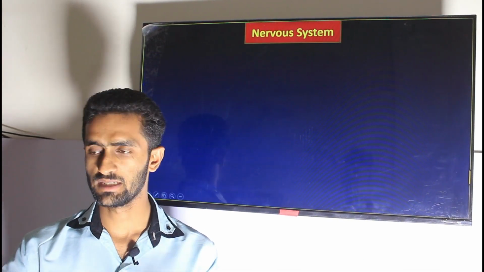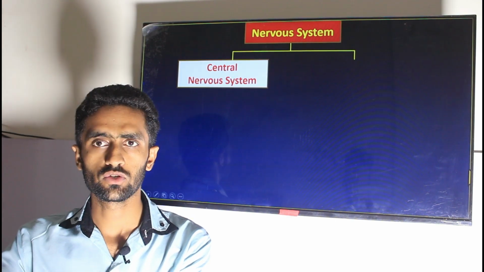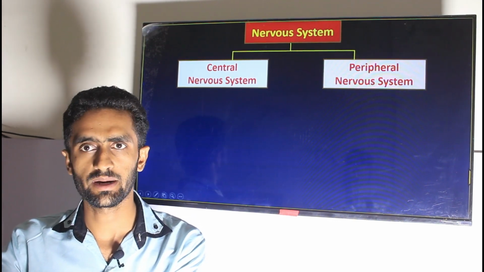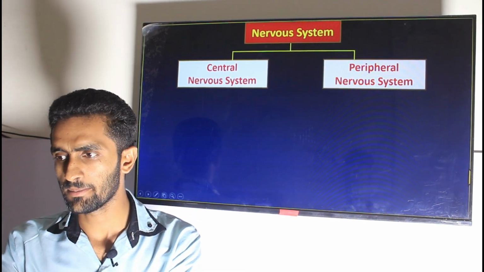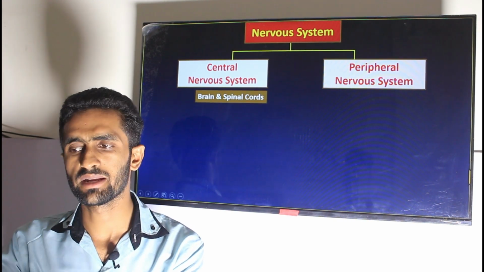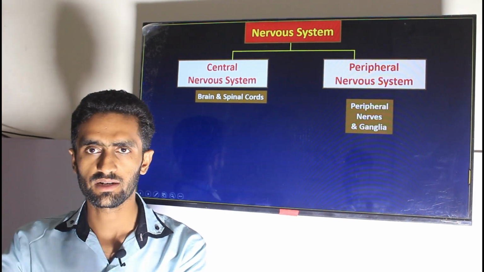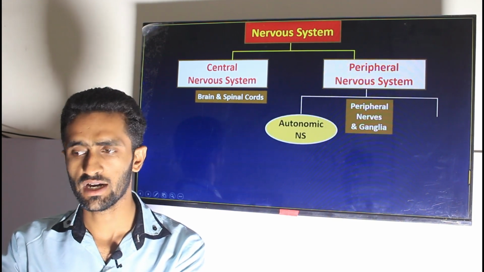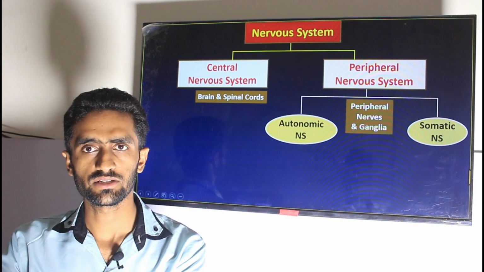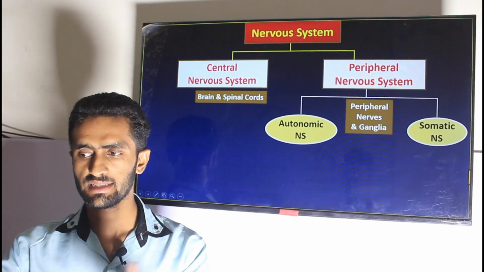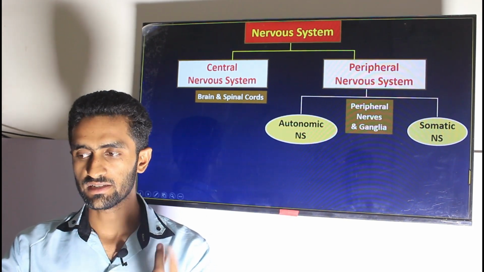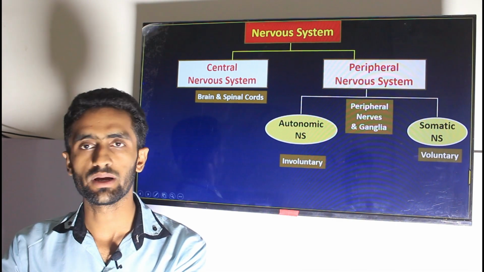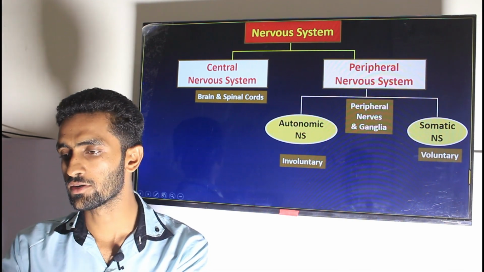Starting with the basics, the nervous system, as you know, has two divisions: the central nervous system and the peripheral nervous system. The central includes the brain and spinal cord, while the peripheral includes nerves and ganglia. The peripheral has two parts: one is the autonomic, and the other is the somatic. Autonomic, as the name represents, is involuntary, which is not in our control, while the somatic is voluntary, which is under our control.